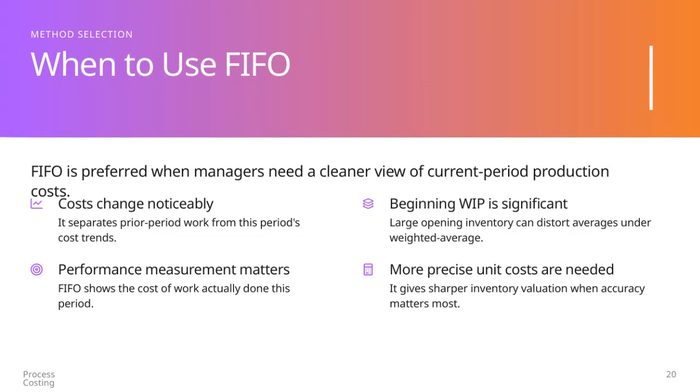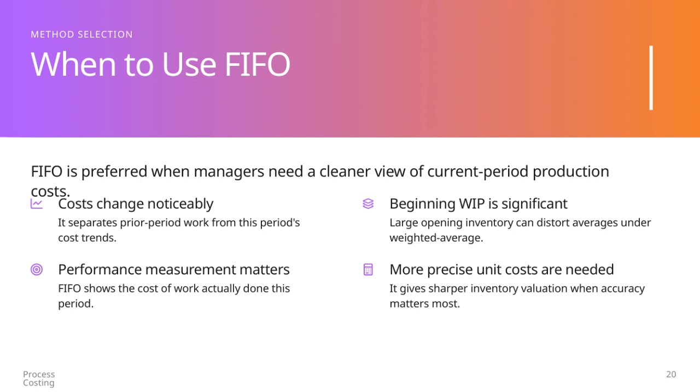When managers want a clearer understanding of current period production costs, FIFO is often the preferred method. This is especially true when costs fluctuate noticeably, as FIFO helps separate costs from prior periods and highlights trends from the current period. If the beginning work in process inventory is significant, using FIFO is beneficial because a large opening inventory can skew averages under the weighted average method.